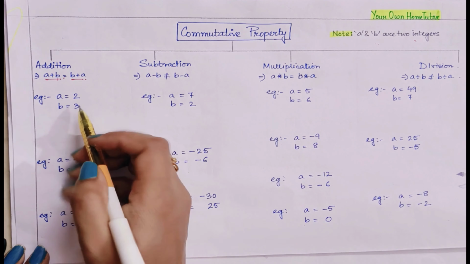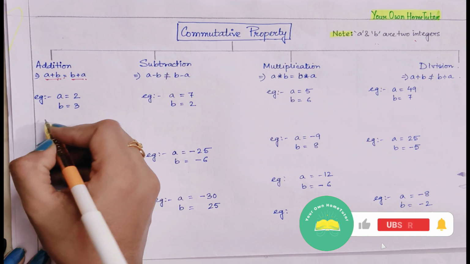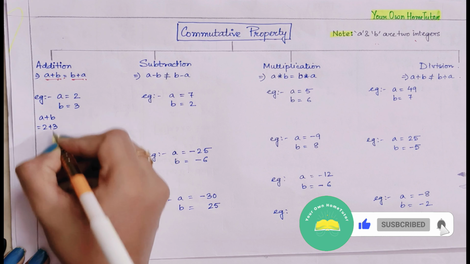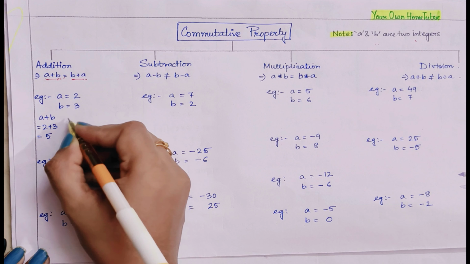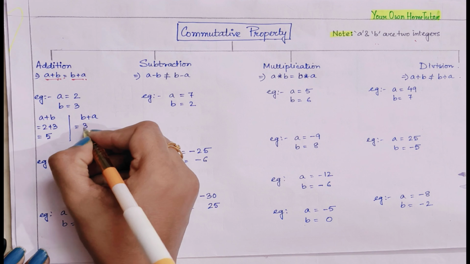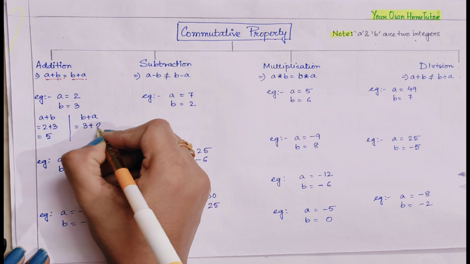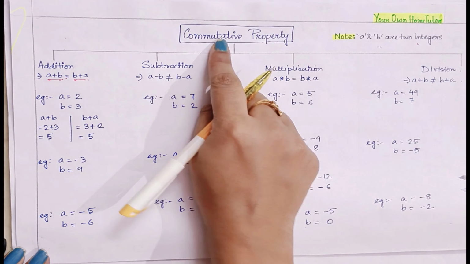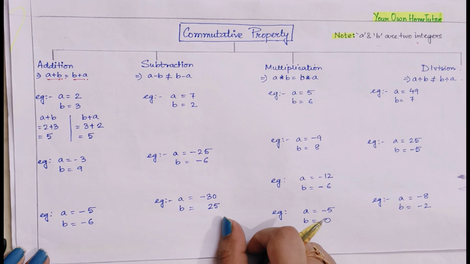Here we have taken a to be 2 and b as 3. Let us add a and b, keeping a before b. So now we will get 5. Again, if I add in this way, b plus a, keeping 3 before a, then I will see I am getting the same answer. So commutative property holds for addition.